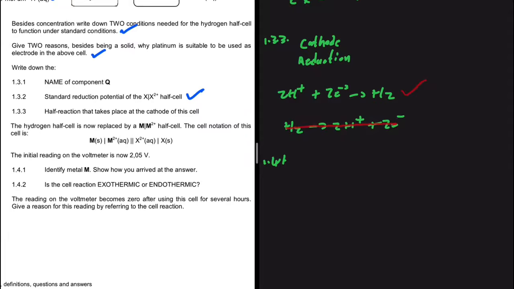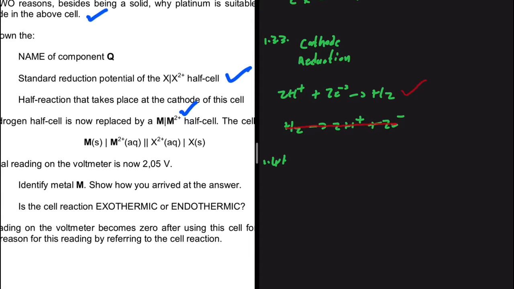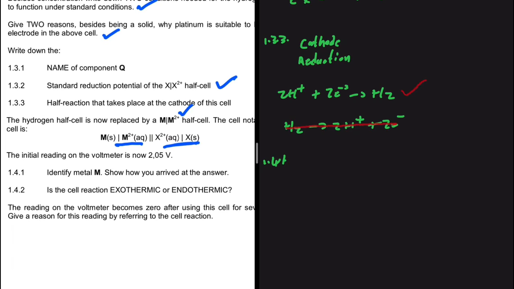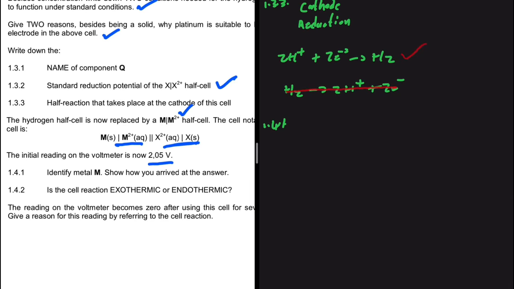1.4.1, the hydrogen half cell is now replaced with an M|M2+ half cell. The cell notation of this cell is given. Well, this is our anode and this is our cathode. What is the initial reading on the voltmeter? It is given as 2.05 volts. And the first question: identify metal M. Show how you arrived at the answer.